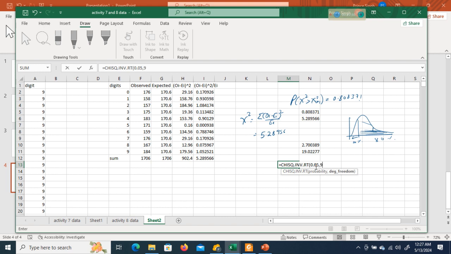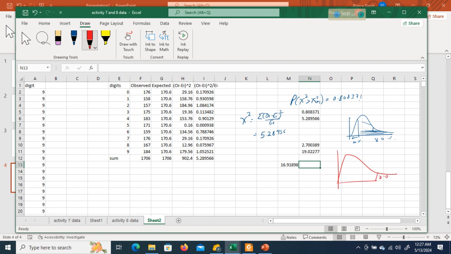What is the meaning of 5%? It means we are considering the region of rejection as 5% on the right-hand side only. If this is the chi-square distribution, then 5% is rejected from the right-hand side only, meaning 95% is the region of acceptance. So if the value is greater than this number, then we reject the null hypothesis, and if the value is less than this number, then we are going to accept the null hypothesis.